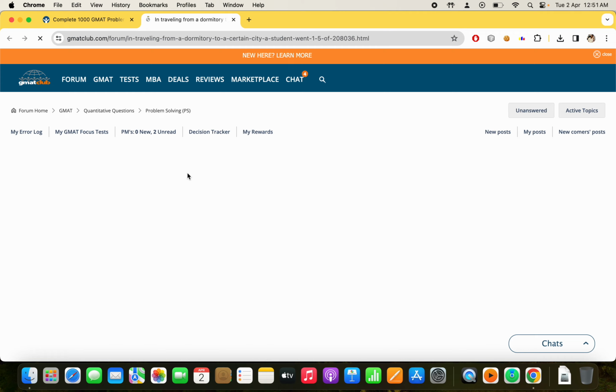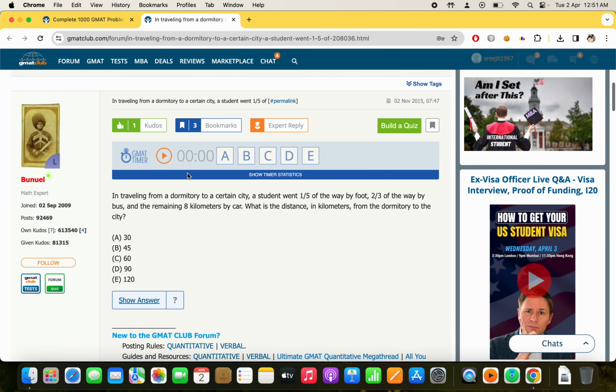Sixth question. We have a long way to go, like 14 more questions are there. In traveling from a dormitory to a city, a student went one-fifth of the way by foot, two-thirds of the way by bus, and the remaining 8 kilometers by car. What is the distance in kilometers from the city? Okay. Let's see basic algebra. x is the total distance. So x by 5 plus 2x by 3.